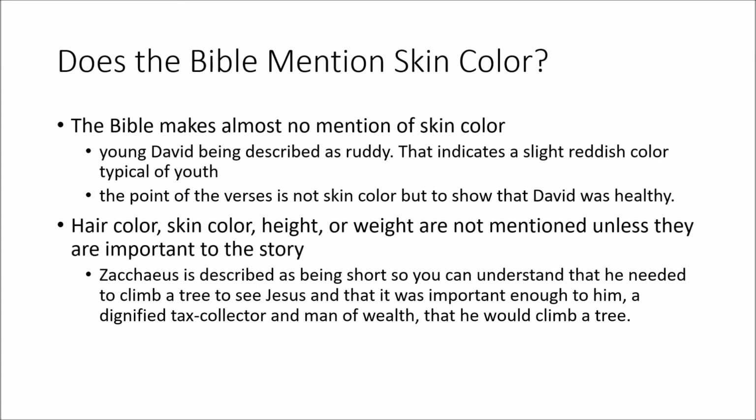That also tells us that although he was a dignified tax collector and a man of much wealth, he had to sacrifice those things and climb up the tree so that he could see Jesus. We see from that it was really important to him that he saw Jesus. The only reason we're being told that he's short is to make this point. It was so important that although he had wealth and all sorts of other things, he climbed up a tree so that he could see Jesus.